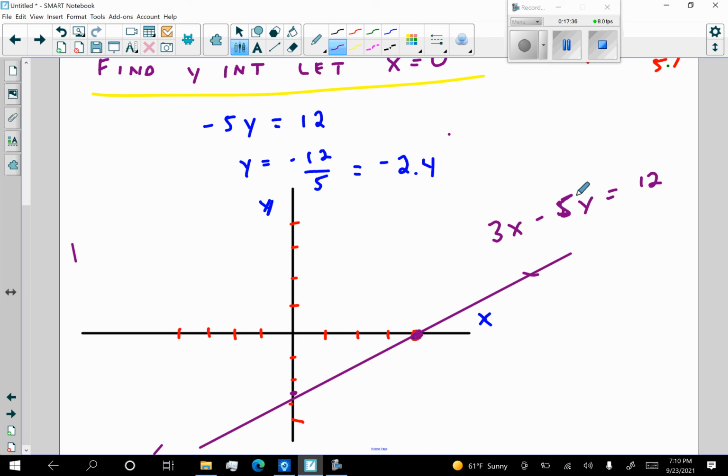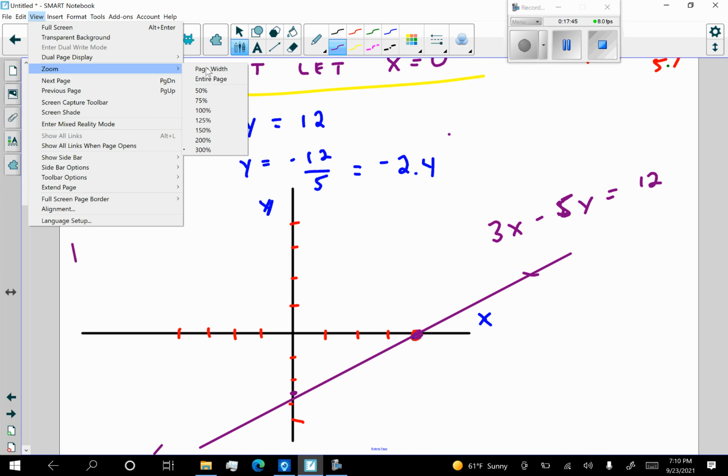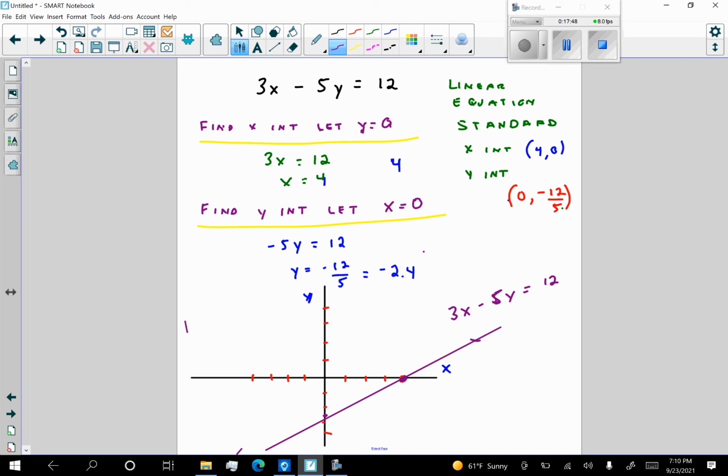Okay, so let's zoom out and look at that and make sure that we see exactly what we're doing. We're going to look at this as the entire page. There we go. So what I did here, same thing I did on the previous examples, I found the x-intercept by letting y equal 0. I found the y-intercept by letting x equal 0. I plotted those points and connected the dots. Okay, so graphing linear equations in standard form by finding x and y intercepts is a fairly straightforward topic. So I will see you soon.